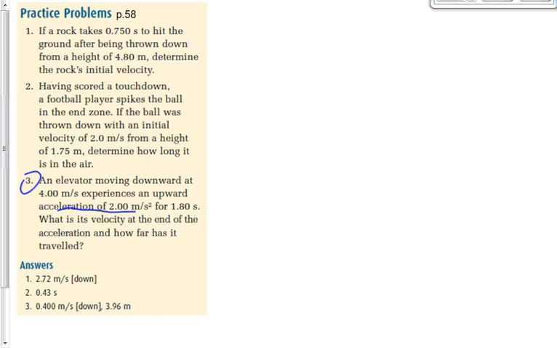There's something else acting on this elevator, right? Otherwise, it would fall at 9.81. That's not an elevator you'd want to be in if it was falling at 9.81, because you'd have a pretty high rate of acceleration or deceleration when you hit the ground.